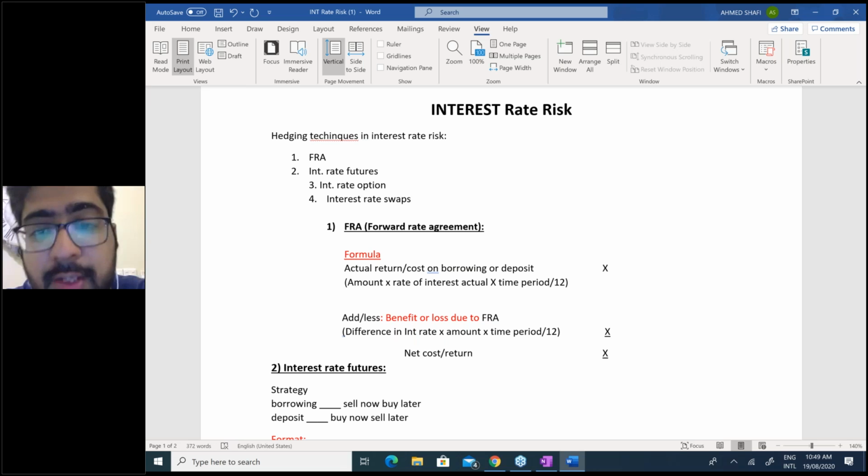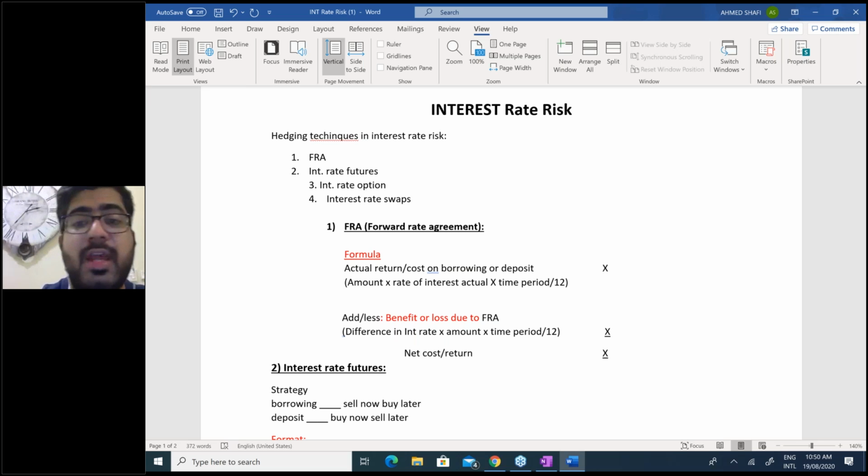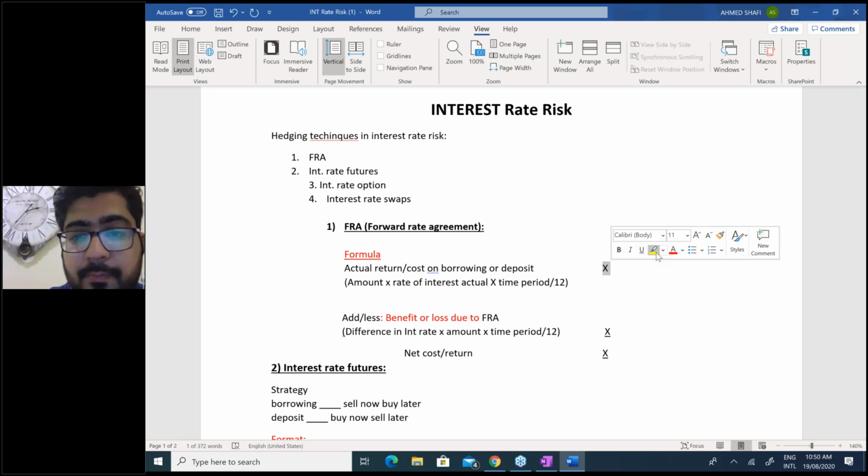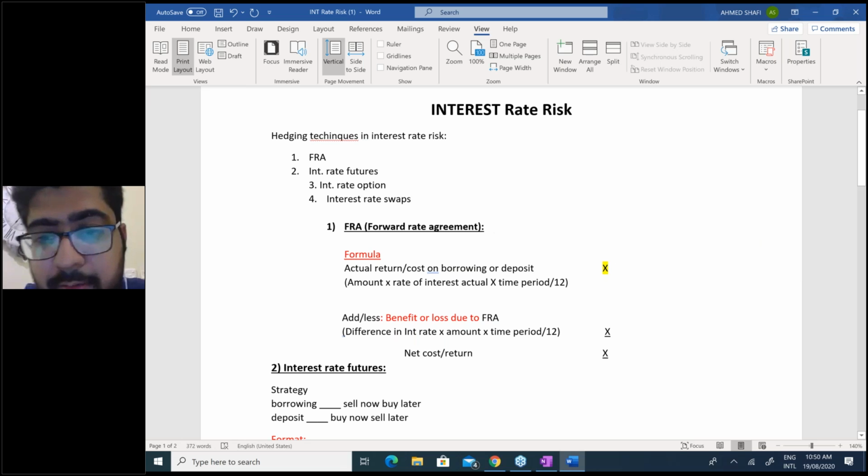Now, if in the above transaction, the first transaction, you have taken actual return on deposit, you have mentioned return here, the one I'm highlighting. And then in the second transaction, you judge that you have got a benefit. So benefit will increase return. Benefit increases return, you need to add it.